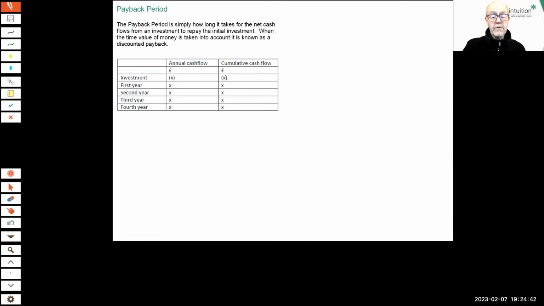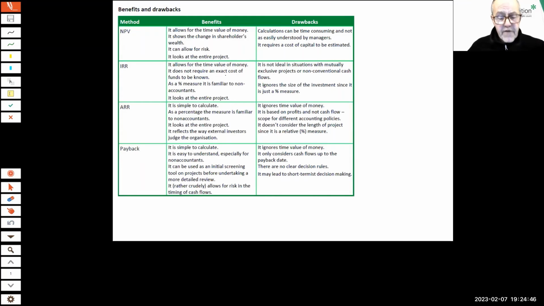Oh, we don't need that one as well because we've just done that. Okay, 1 or 2 advantages and disadvantages of each method. Okay, net present value, it allows for time value of money. The old saying, a bird in the hand is worth 2 in the bush. Shows change in shareholders' wealth. Yes, because the same money in future is worth less, so it compensates again. It's all about the time value of money.